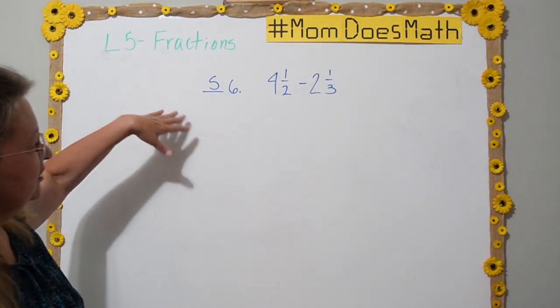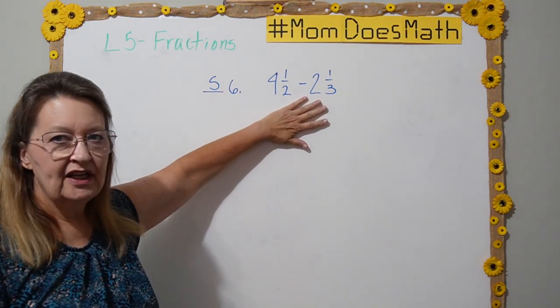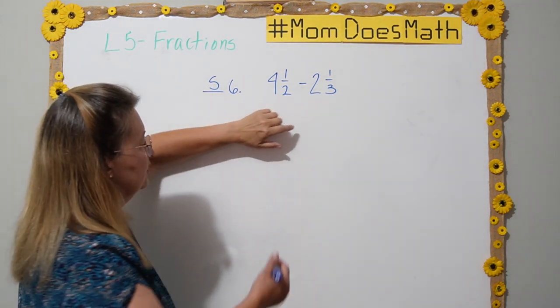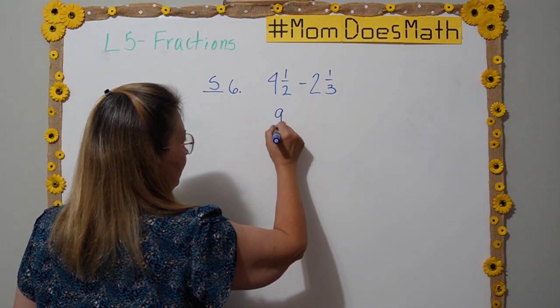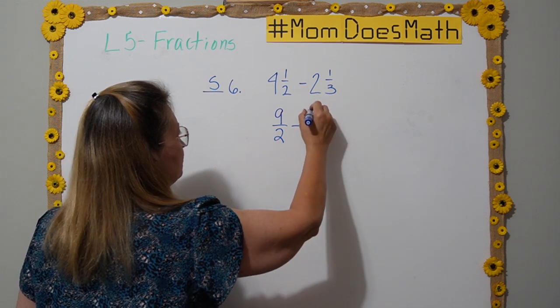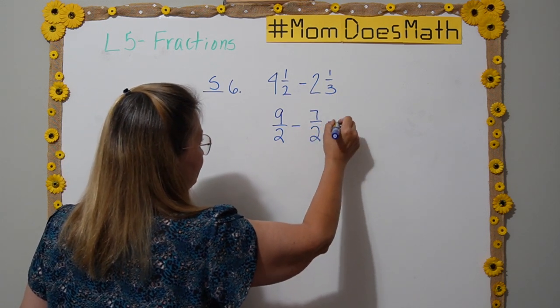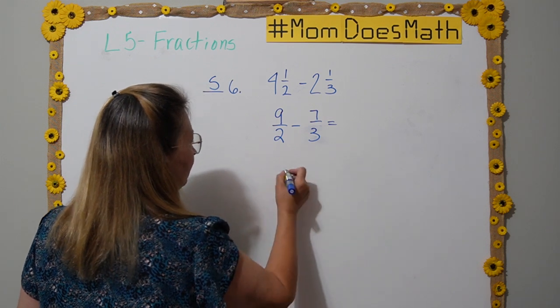Okay, for number 6, we do have a subtraction problem. So what I want to do first is I want to change these to improper fractions. So I'm going to do 2 times 4 is 8, plus 1 is 9 halves, minus 3 times 2 is 6, plus 1 is 7 halves, thirds. Now we need common denominators.